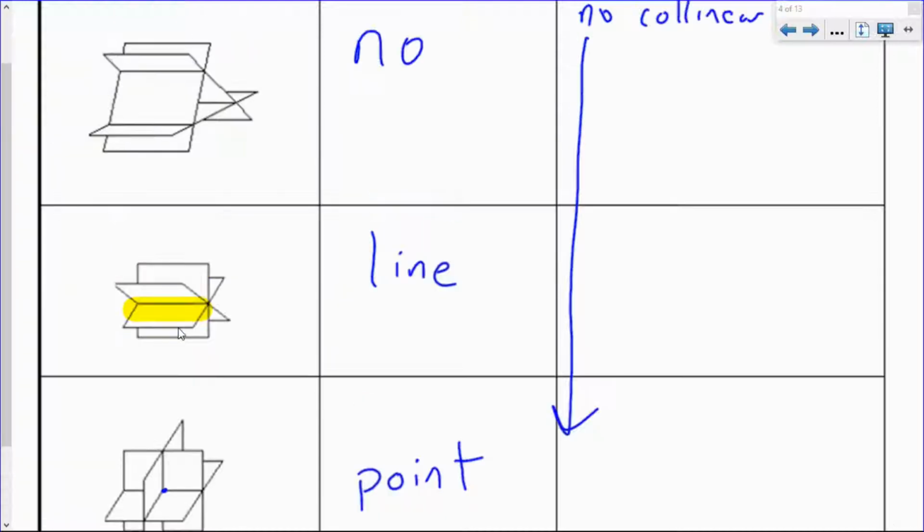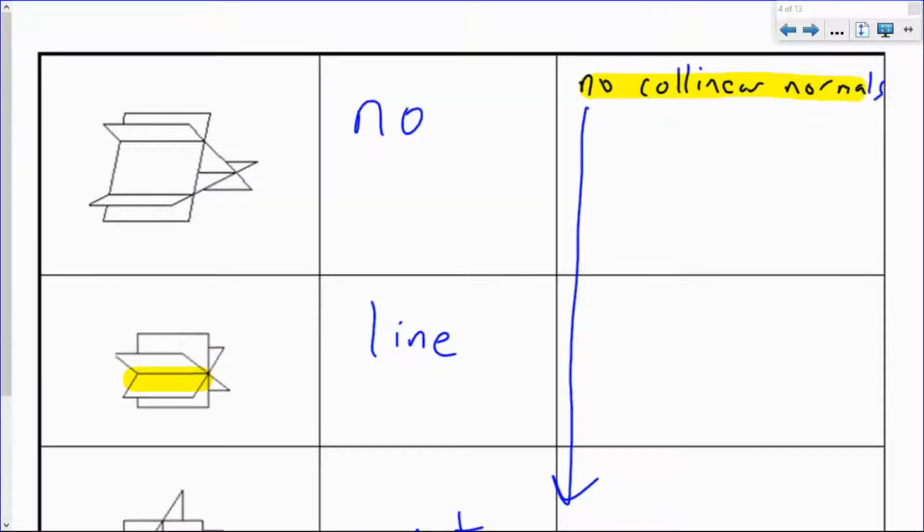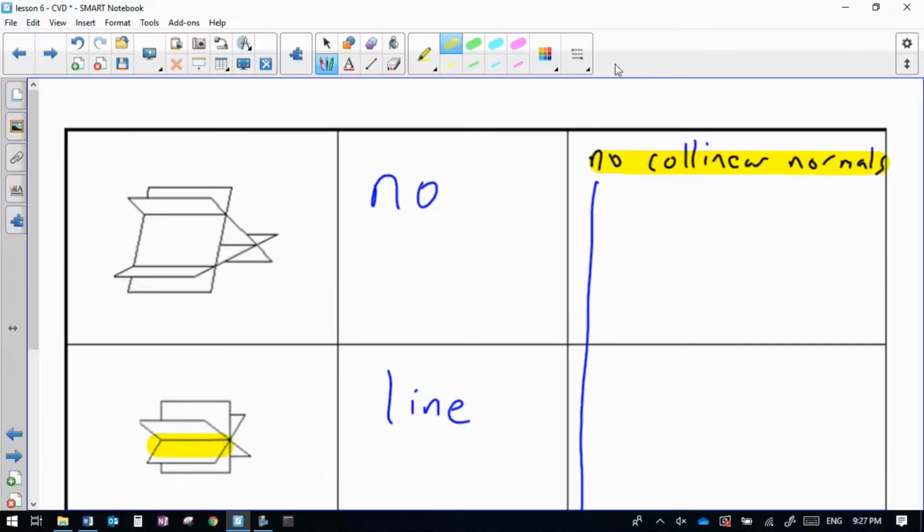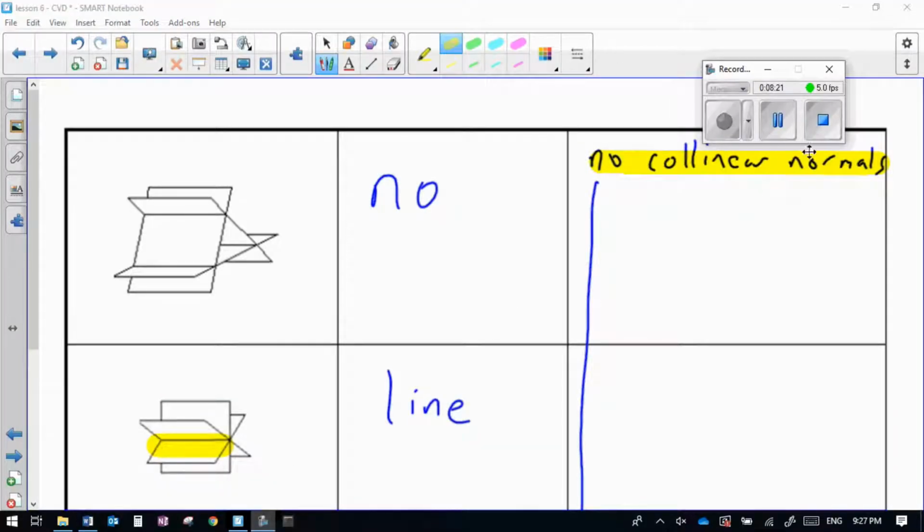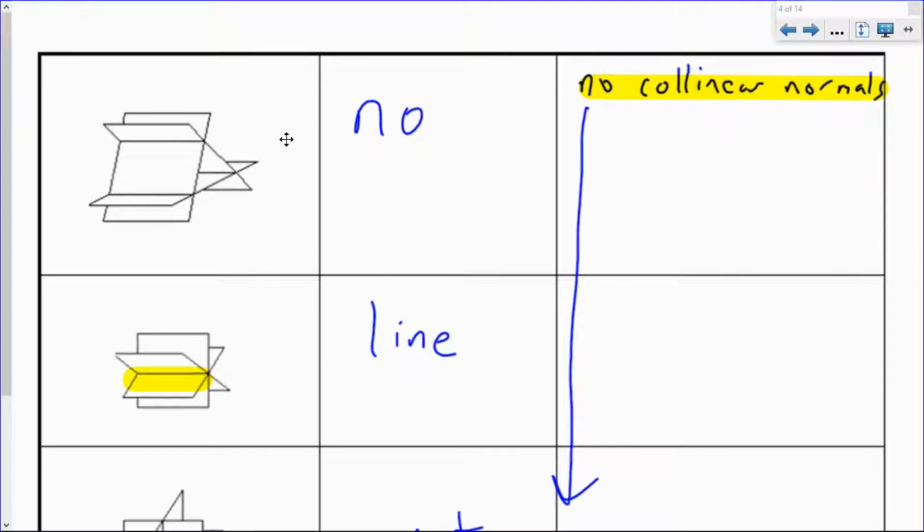So that's one thing that these all have in common, is that none of the normals are collinear. Is there anything else we can say about the normals? Just think about that for a second. In this example here, we often refer to these planes as forming a triangular prism. If you imagine the shape inside here, it's a triangular prism, like a tent. You could sleep in there if you wanted to.